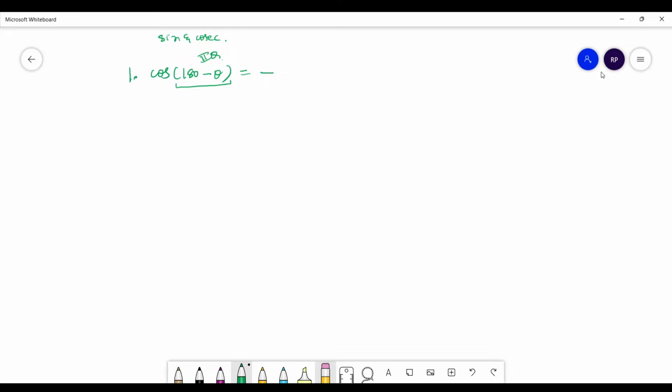Now see the second step. See whether this angle is an odd or even multiple of 90. So 180 is an even multiple of 90, correct? 90 into 2 gives 180. So you need not change the function. The function is going to be the same, cos theta. So cos of 180 minus theta is minus cos theta.